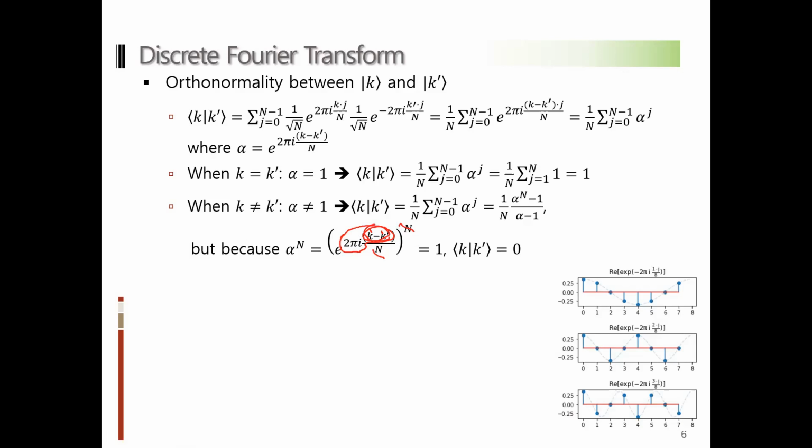So sorry. It is an even integer multiple of pi, which means that the entire expression simply becomes 1, right? So alpha to the n is 1, and then 1 minus 1 will be 0. So the overall inner product becomes 0. So what does this mean? They are orthogonal to each other.